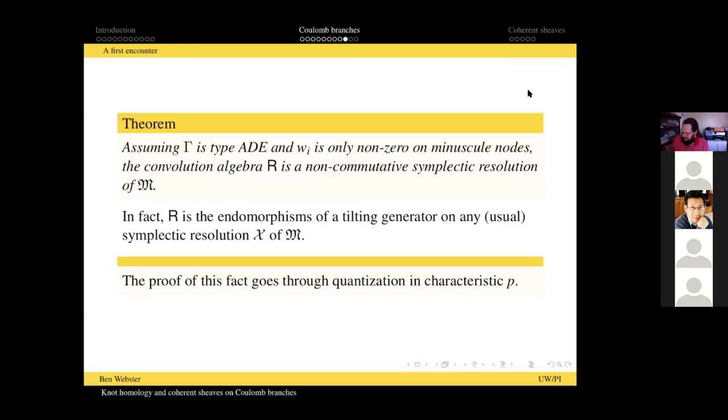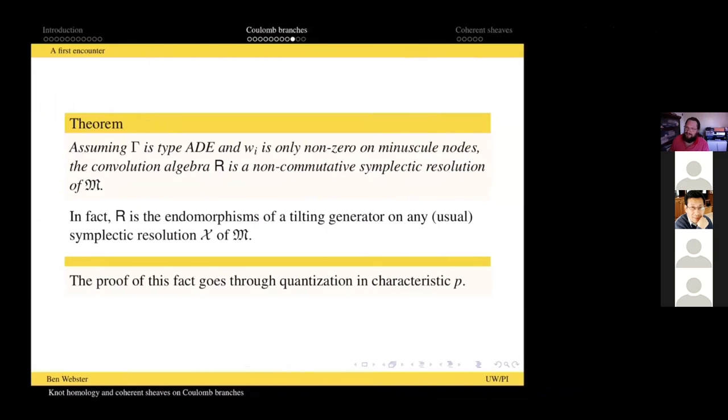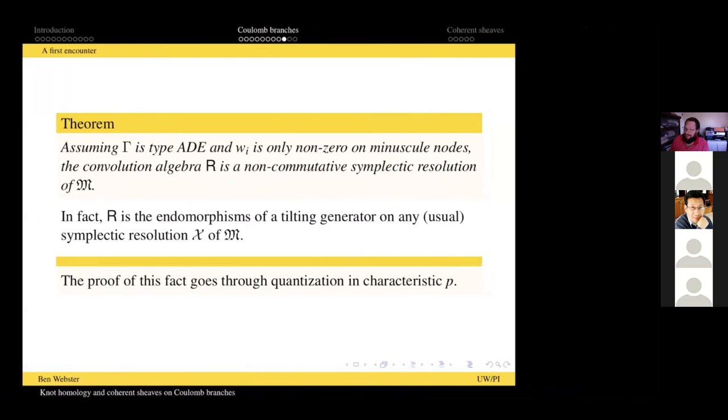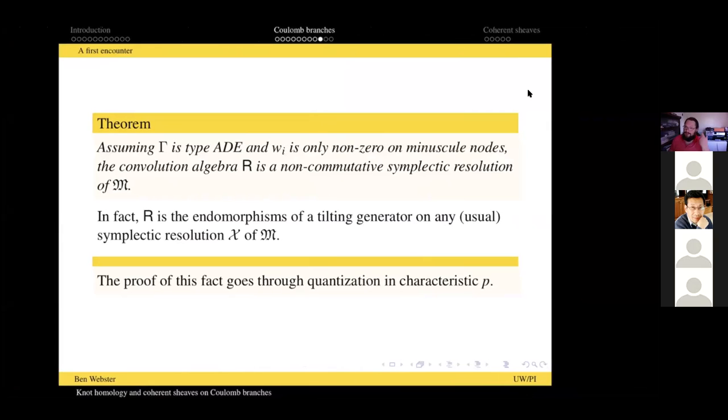of M. And I'm almost out of time, so let me try to wrap this up. The proof I know, at least at the moment, goes through this quantization and characteristic P story of Kaledin. Hopefully someday that won't be necessary, but it makes things easier, and it's a nice observation. But actually, this isn't just any old non-commutative resolution, it's the one that comes out of this Kaledin construction in characteristic P.